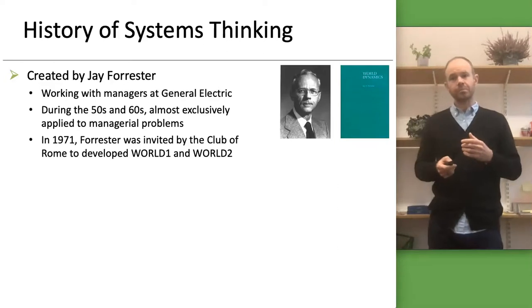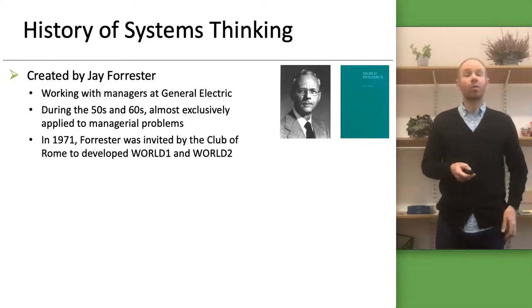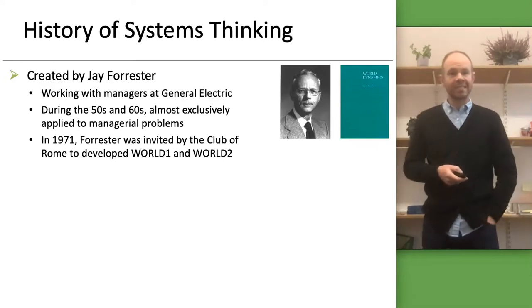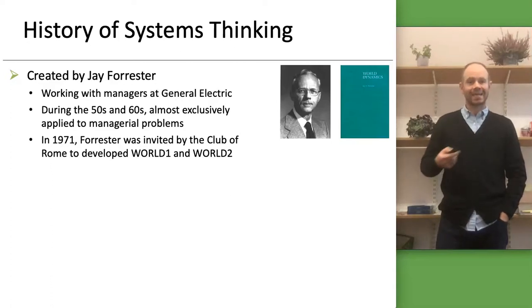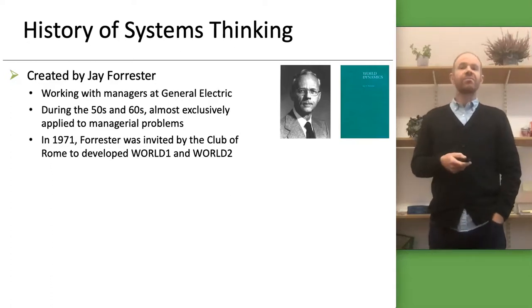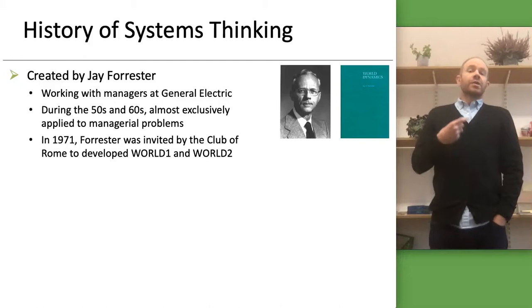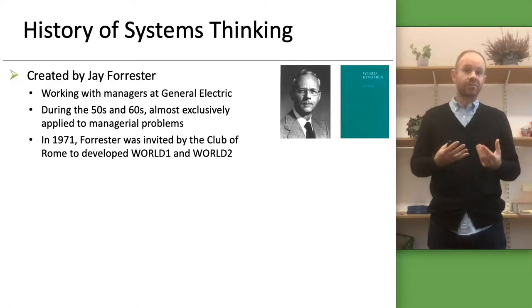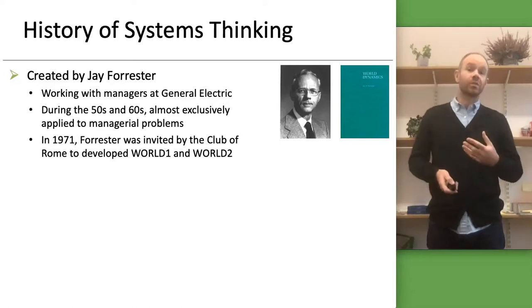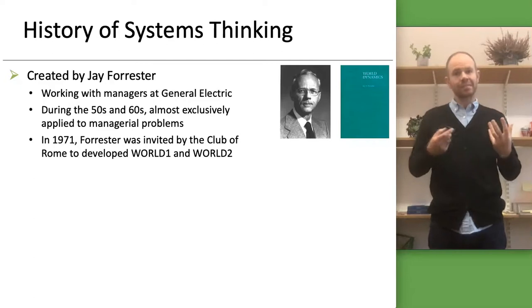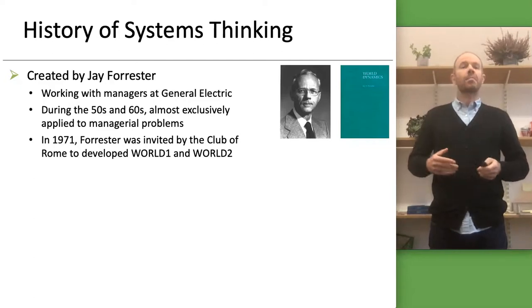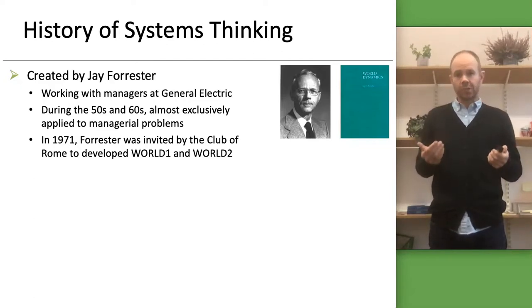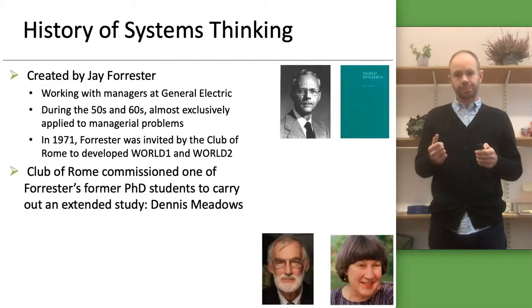But then in 1971, the Club of Rome, which is a group of intellectuals and academics and thinkers, invited Forrester to develop, based on his work at General Electric, this system dynamic model of the entire world. The first was called World 1, and the second one was called World 2. These incredibly complex models modeled out what the world looks like and how it operates.